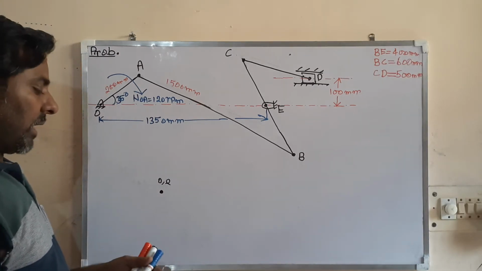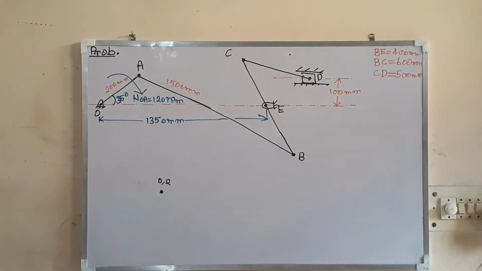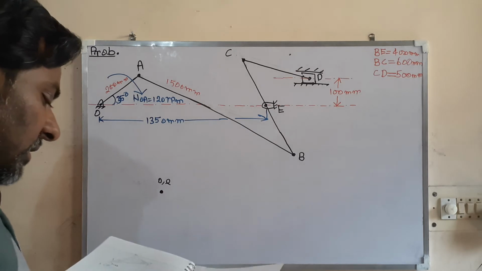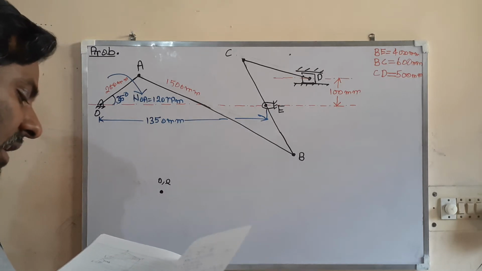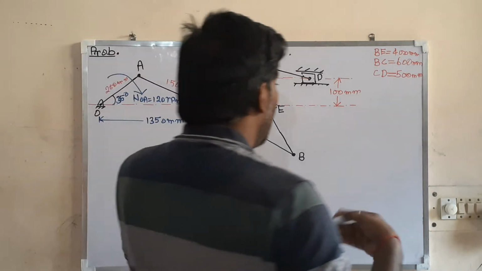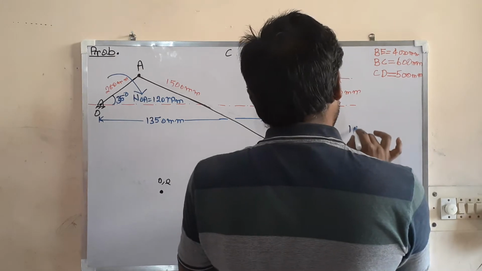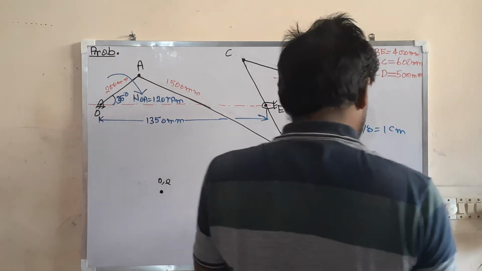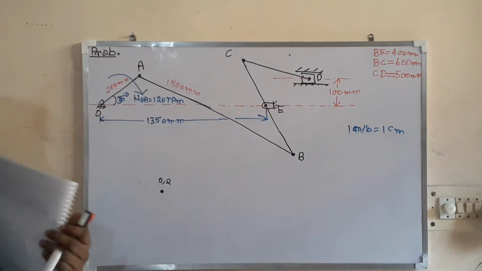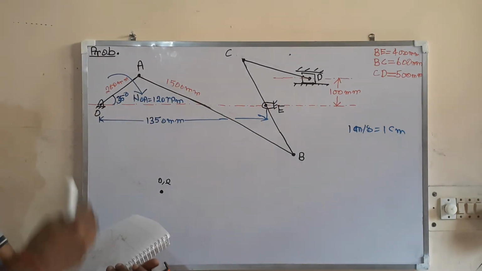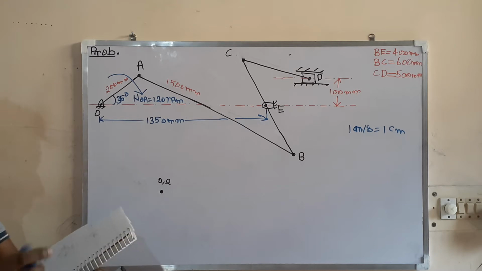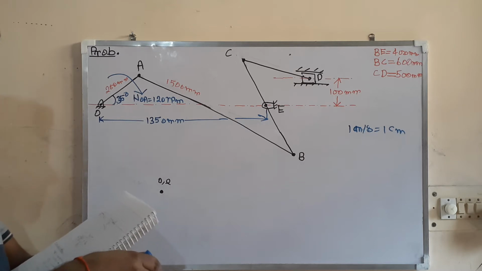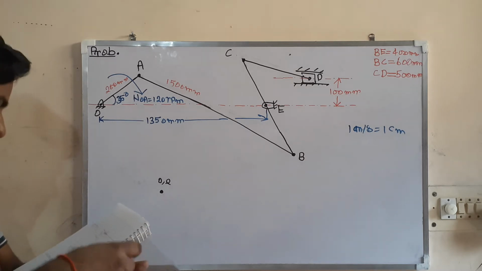Next thing is that you take some suitable scale. So what scale have I taken? I have taken 1 meter per second equal to 1 centimeter to draw the velocity diagram. That is, I have taken 1:1 scale. Then before drawing, you have to calculate the velocity of at least one point.